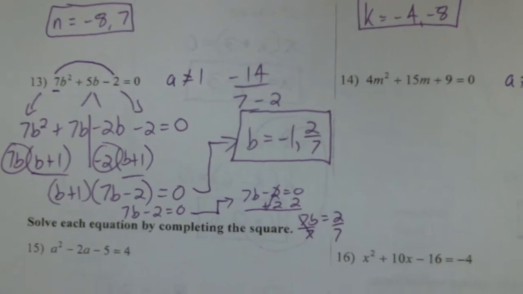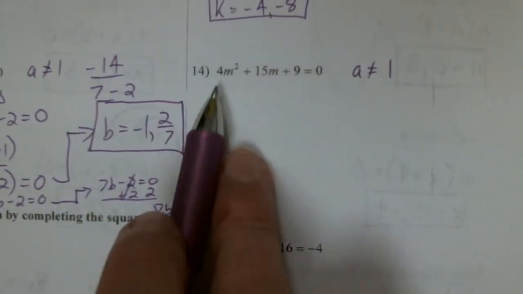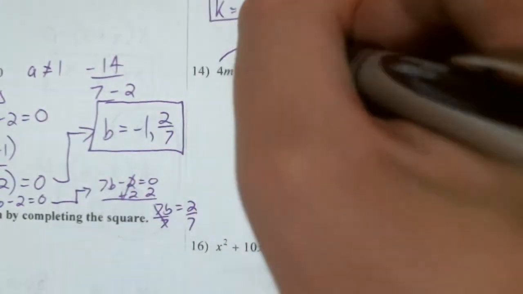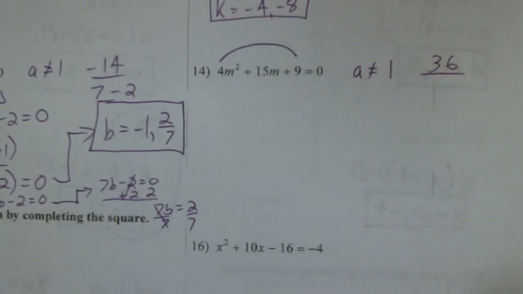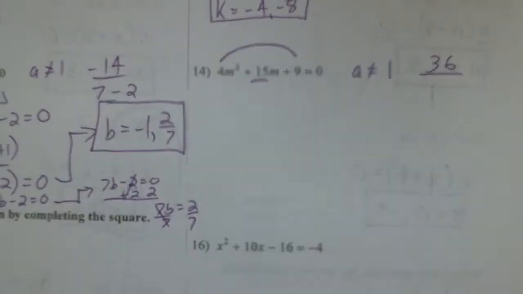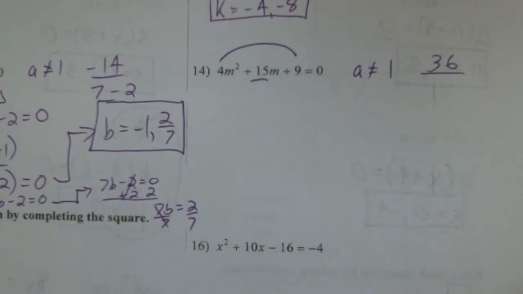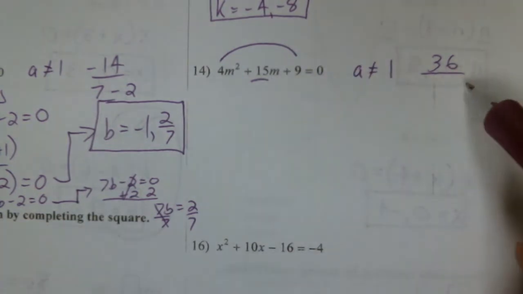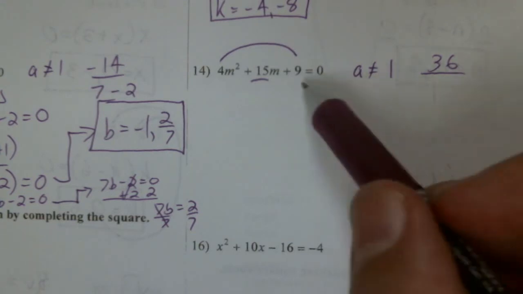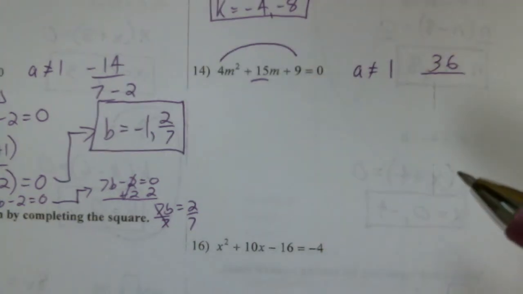Okay. All right, here's another one where a doesn't equal 1, so I've got to do the rainbow thing. 4 times 9 is 36. Are there any factors of 36 that add to 15? Okay, let's try to do this in our head. First two numbers I think of at 36 are 6 and 6. No, that doesn't give me 15. Then I think of 9 and 4. 9 and 4, that's 13. That doesn't give me 15.